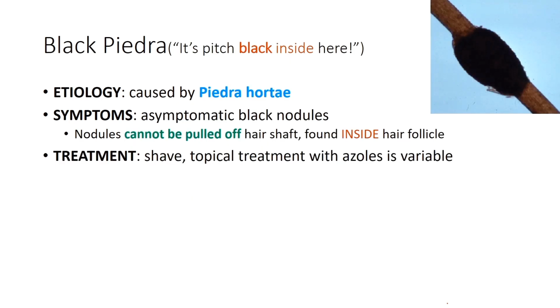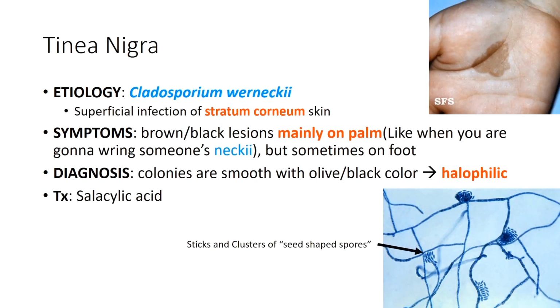It's really gross. Black piedra, on the other hand, is pitch black inside here, and so when you're inside and it's dark, this is where you get your black piedra. This is a fungus that actually grows inside. This is Piedraia hortae. It grows inside your hair follicle and can cause damage. And obviously, since it's inside, you can't scrape it off, so you cannot pull it off your hair shaft. So pretty much what you've got to do is shave. Topical treatment with azoles sometimes works, sometimes doesn't.